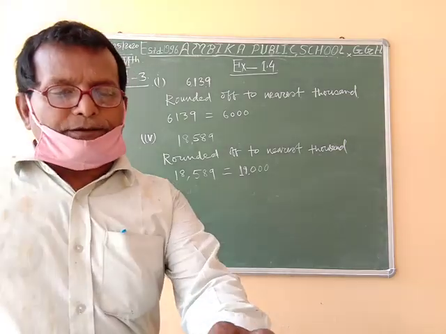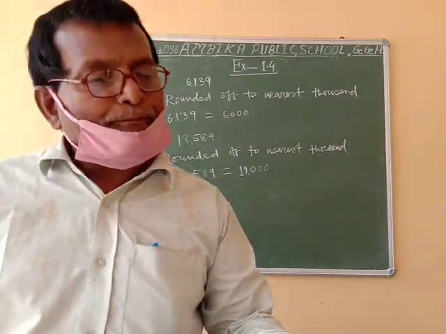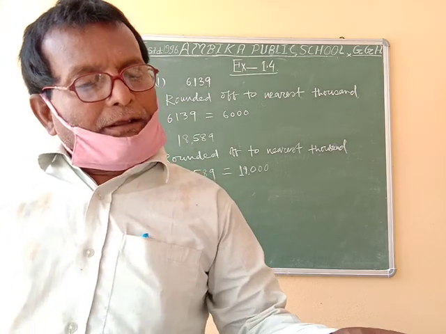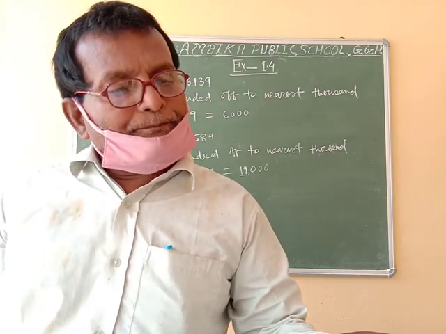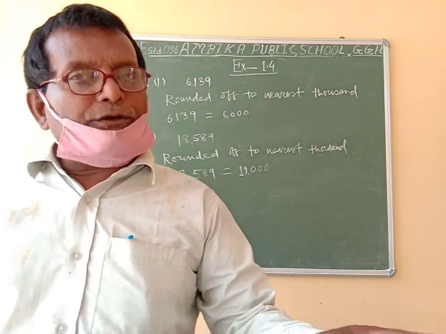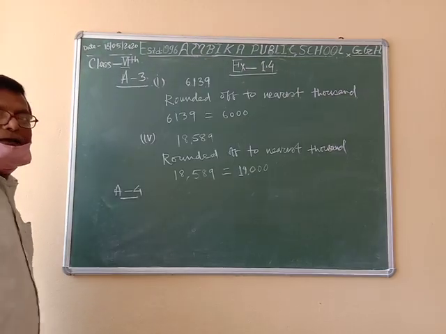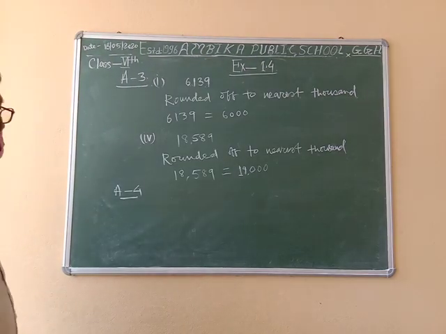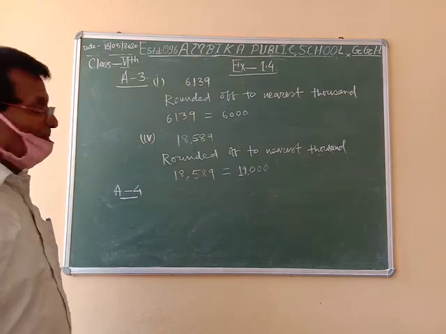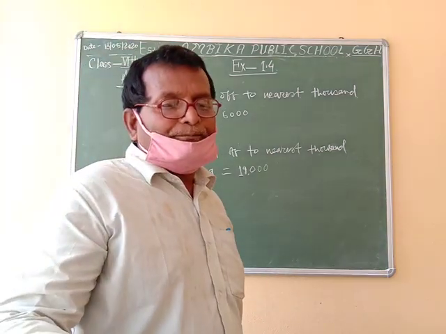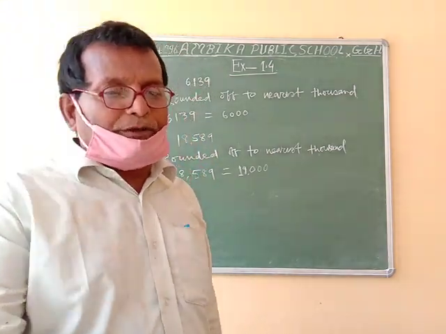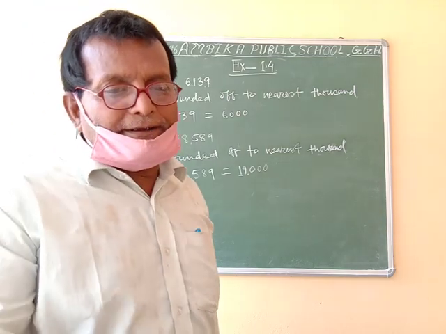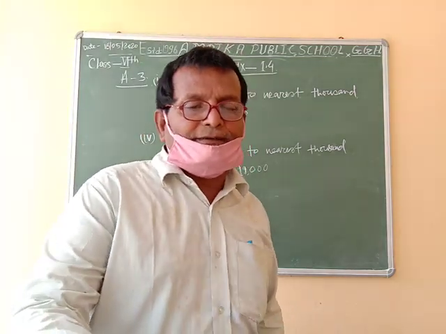All the questions of question number 1, 2, 3 are solved similarly, and now I am going to solve question number 4. In question number 4, round off each of the following to the nearest tens, hundreds and thousands.